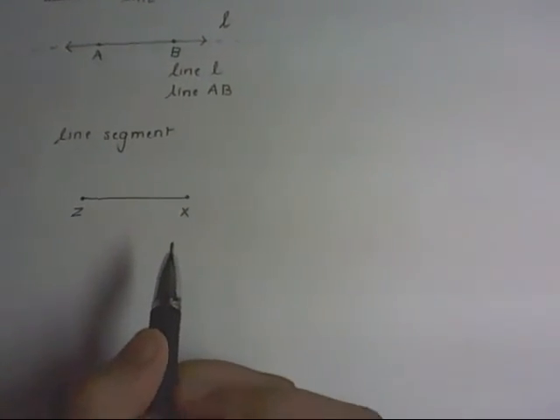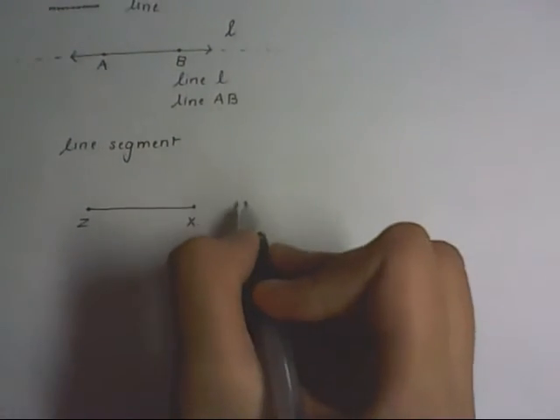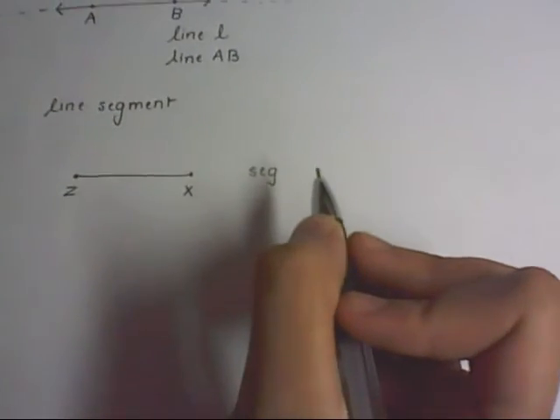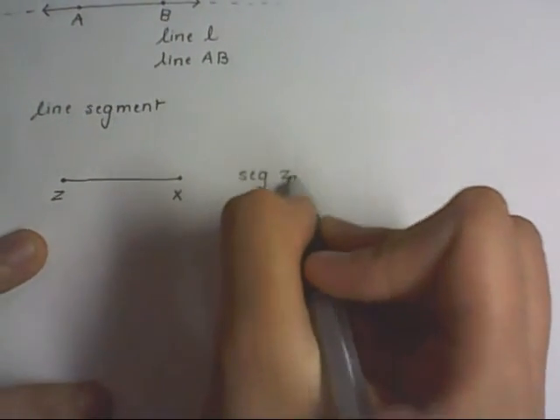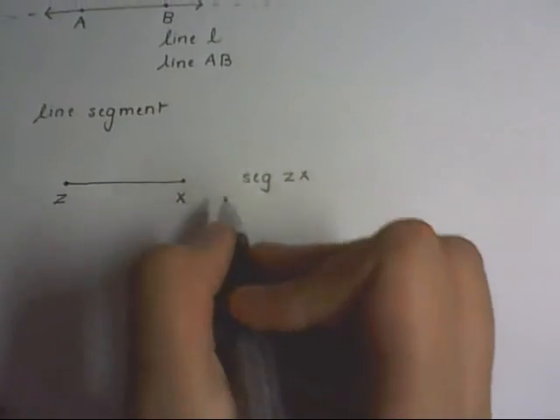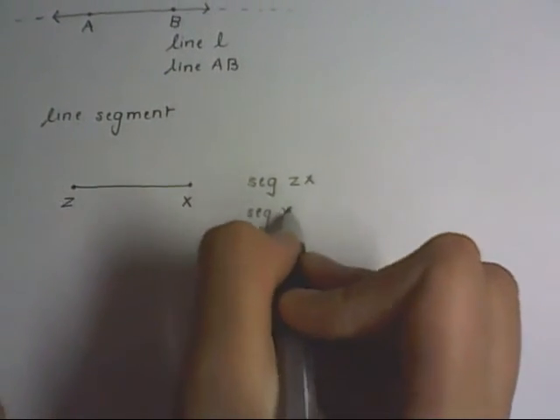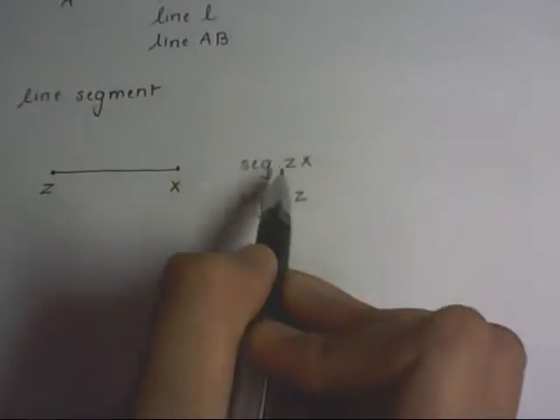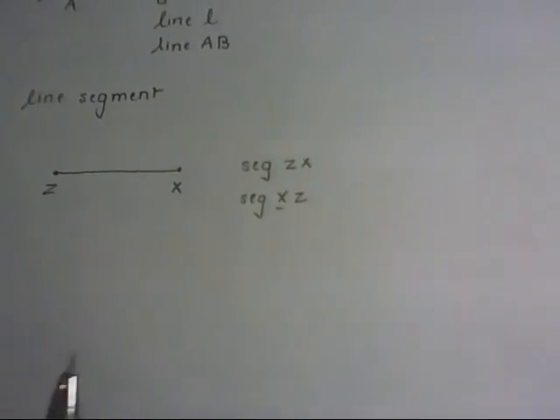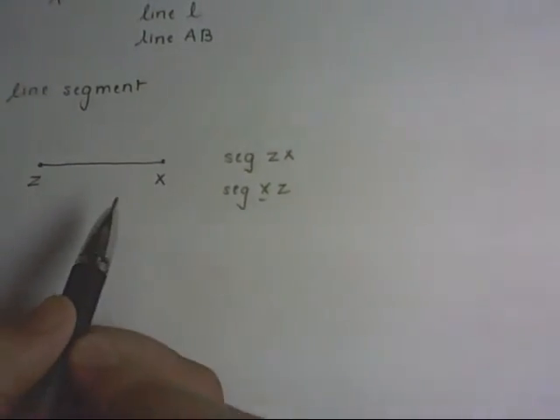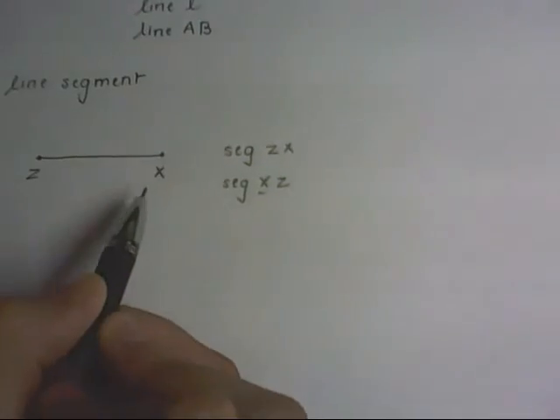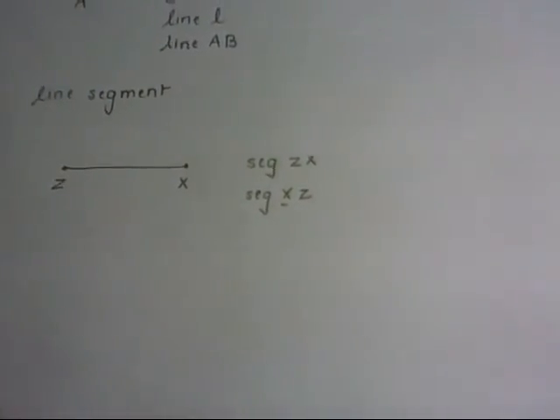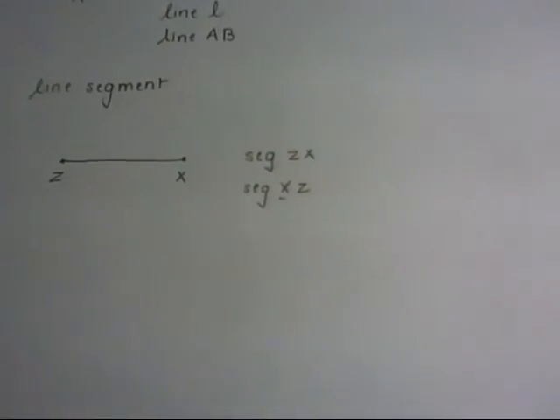Now how to represent a segment? To represent a segment, we use the word seg. This seg means a segment. Seg ZX. Or we can also write it as seg XZ. Now what does this X represent here? X represents the initial point. We are starting our segment from point X and we are ending it at Z. So this is the representation of a line segment.